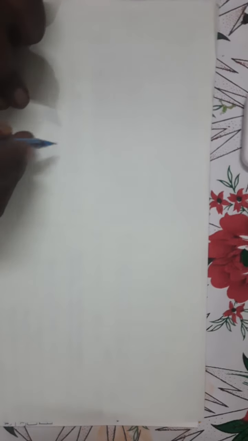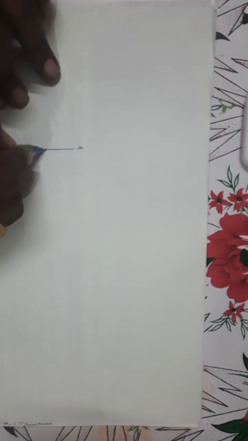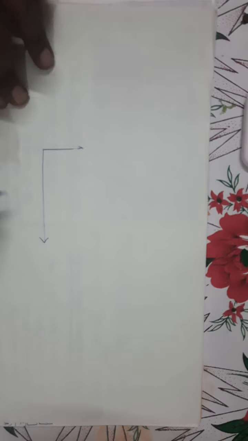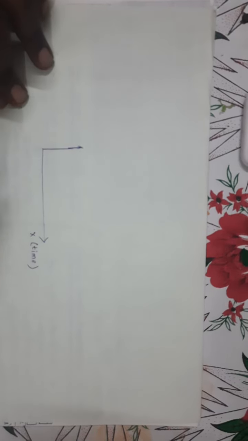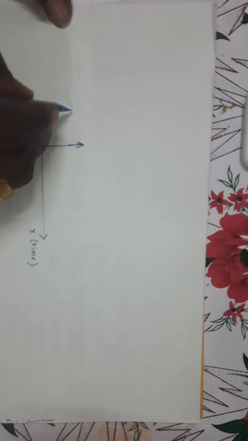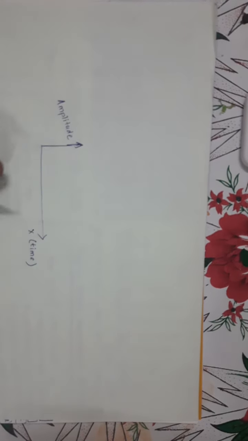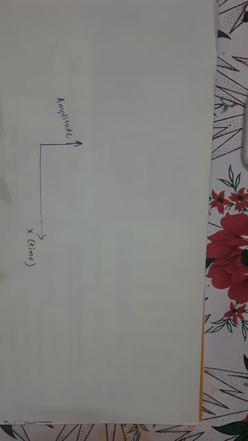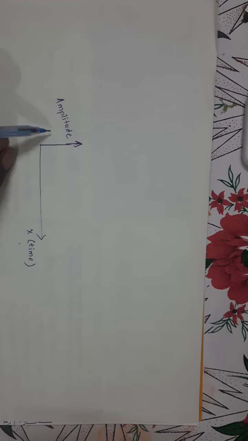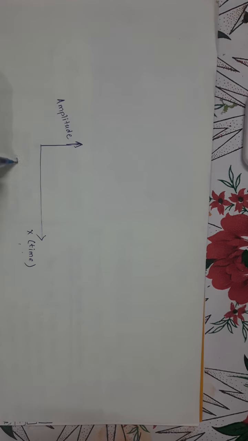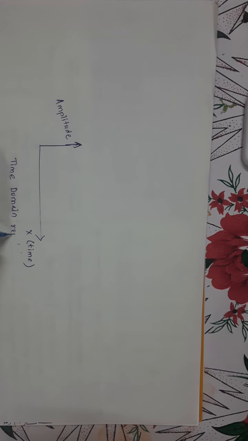So dear students, when we say time domain representation, always keep in mind that on the x-axis there is always time, and on the y-axis there is always amplitude. So we are representing that signal on a time axis, time versus amplitude. So whenever we are representing a signal with time, such a signal representation is called time domain representation.